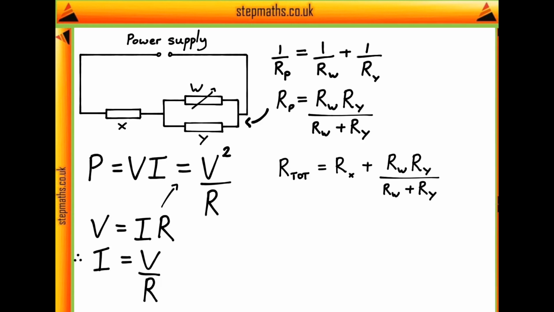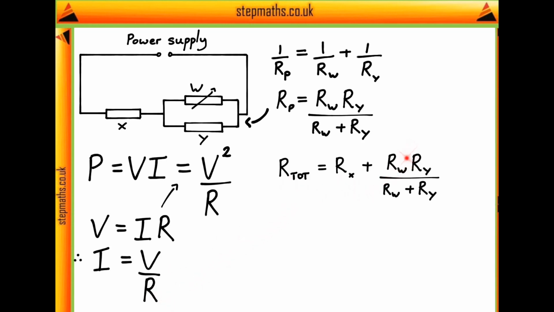And with this, we can consider the current travelling through our circuit and thus through our resistor X. So we know that the current is given by the voltage of the power supply divided by this total resistance. We also know that as the resistance through W changes, our variable resistor, the voltage of our power supply is going to remain constant. It's going to be exactly the same. So the numerator of this fraction is just going to be constant. All that's going to change is the denominator, which is this total resistance.